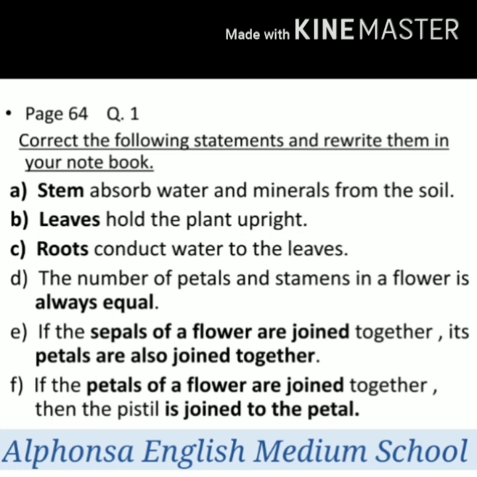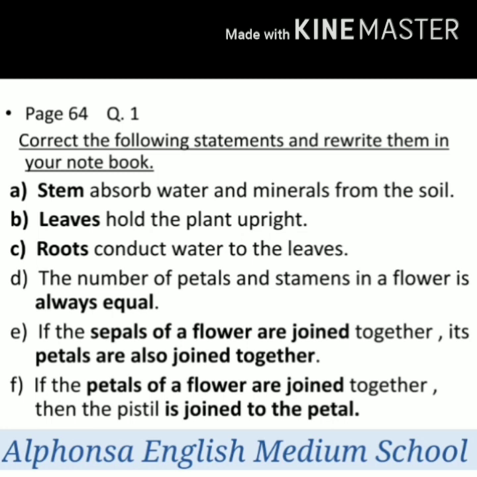F. If the petals of a flower are joined together, then the pistil is joined to the petals. Answer correct one: if the petals of a flower are joined together, then the pistil is not necessarily joined to the petals. Need not be joined. Okay, it is not necessarily joined to the petals. Hope all the statements you have understood.